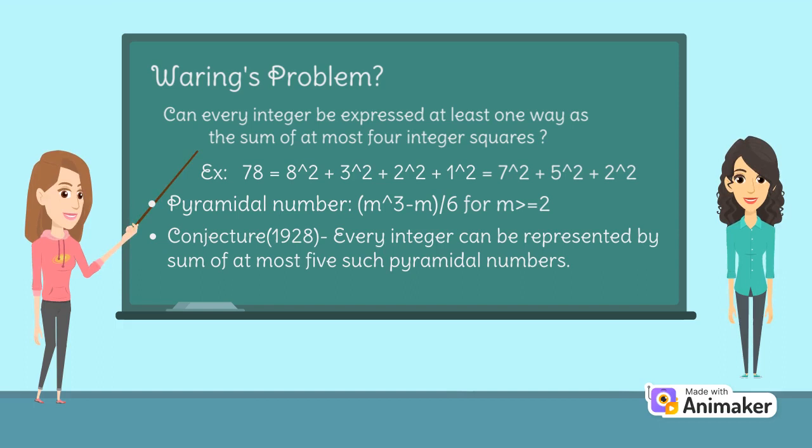We introduced pyramidal numbers, which can be expressed with the formula on the table. For example, for m equals 2, we get 2 to the third minus 2, which is 6, which we then divide by 6 and get the number 1. So 1 is a pyramidal number, and so is 4, 10, 20, etc. Now we want to prove that every integer can be represented by the sum of at most 5 such pyramidal numbers, for all numbers from 1 to 1 billion, and we want to do that by using a supercomputer.